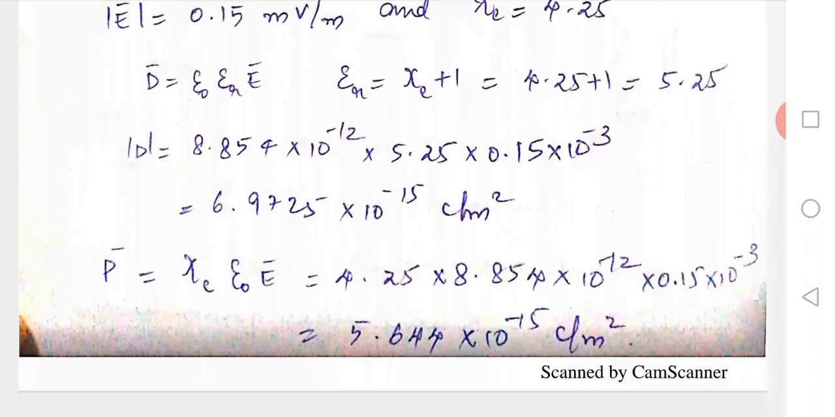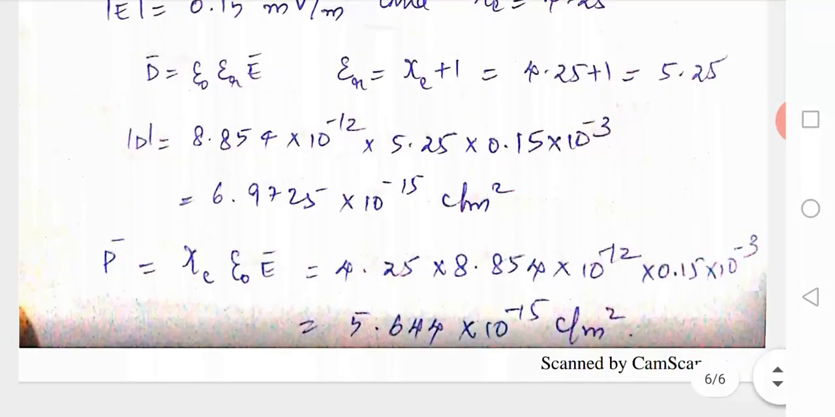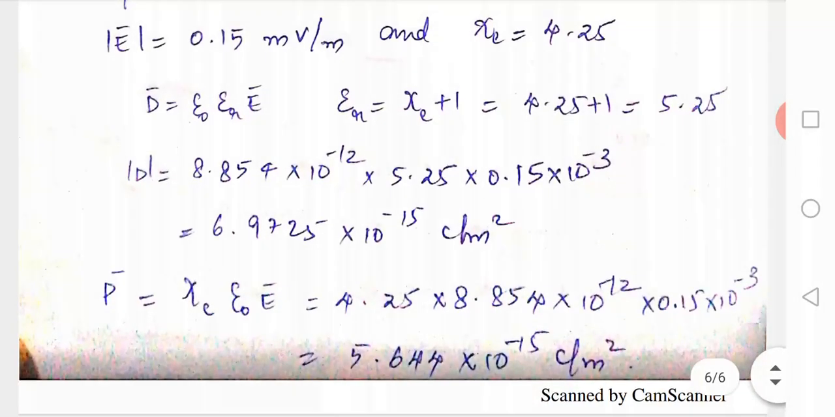And what is vector P? That is the polarization, that is psi E epsilon naught vector E, which is equal to 4.25 into 8.854 into 10 raised to minus 12 into 0.15 into 10 raised to minus 3, and that is 5.644 into 10 raised to minus 15 coulomb per meter square. And what is this? This is known as the dipole moment per unit volume. So what is vector P? That is the dipole moment. Thank you.